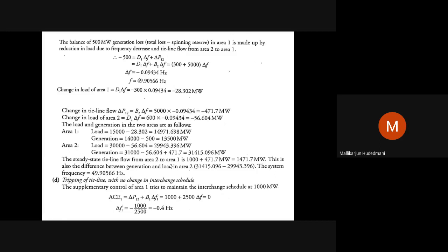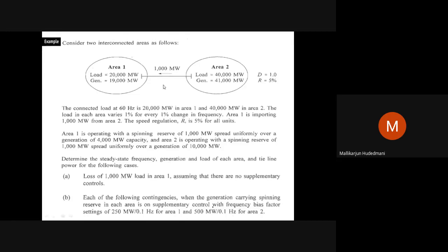So this tripping is very similar. If this is not there, again this concept will get diluted. I will not go for the D part of this one. I have a similar question here, which I picked from the Prabha Kundur textbook. This is very clear to understand.